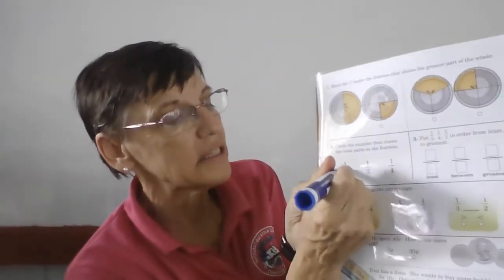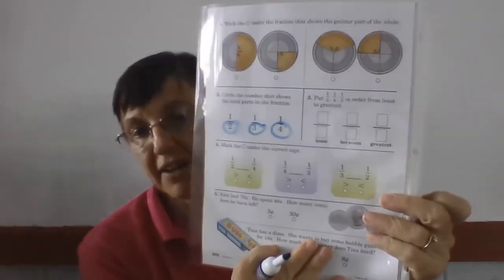Now, what part tells us how many pieces we're going to cut it into? The number on the bottom, right? The number on the bottom tells us how many pieces. So that's what we want. This, we have 2 pieces. 1/3, we have 3 pieces. 1/4, we have 4 pieces. Easy enough, right? Okay.